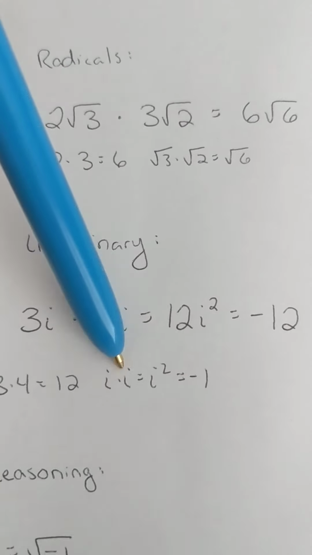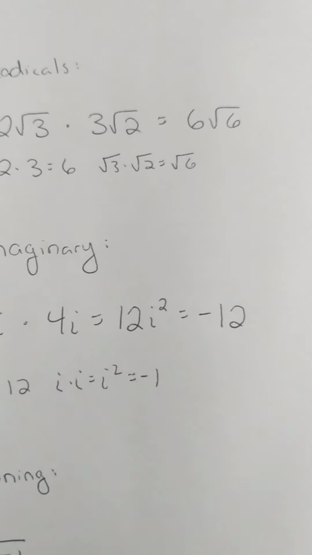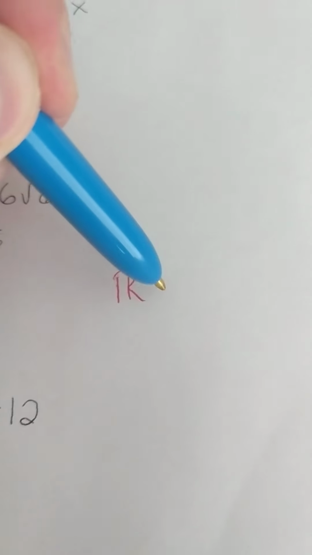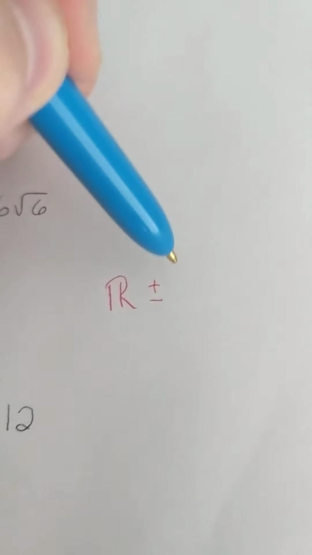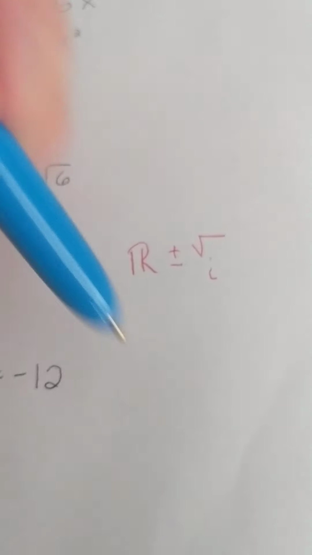So I'm going to post a couple problems. One's multiplying radicals, the other's multiplying imaginary. Try them out, see how it goes. I will say that when you write your answers, whether you're dealing with radicals or imaginary, you should always deal with your real term first, and then plus or minus whether it's a radical or an imaginary term.